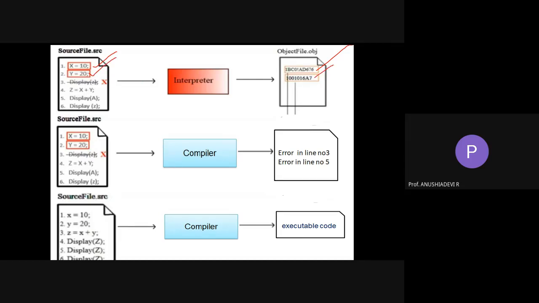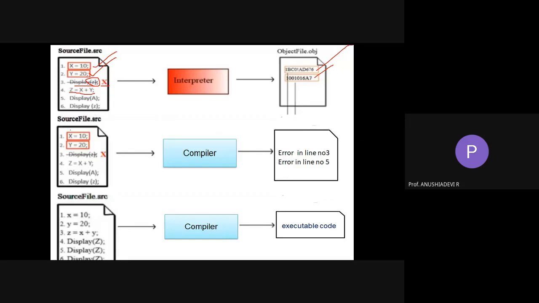But in the third statement, I have an error, because Z is declared at line number 4, but before line number 4 I try to use the variable Z. So here I will get an error. It stops here and shows the error message. After correcting that error, only then will it convert the third statement to executable code. So this is an interpreter: it converts the source code to object code line by line.